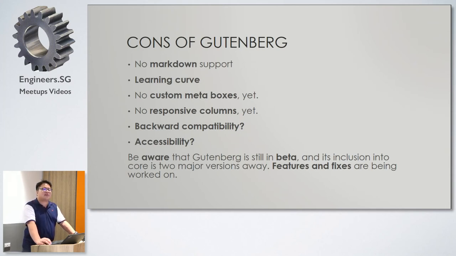Accessibility, in the sense that if you are somehow handicapped, whether visual or what's not, right now it's hard to use, and there are contributors who are looking into improving the accessibility of this as well, right? But you have to be aware that Gutenberg is still in beta, and it's likely to be in beta for at least a year. So the inclusion of it is like two major versions away. Fixes and features are being worked on at the moment.